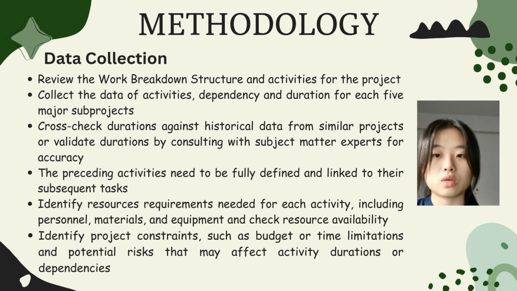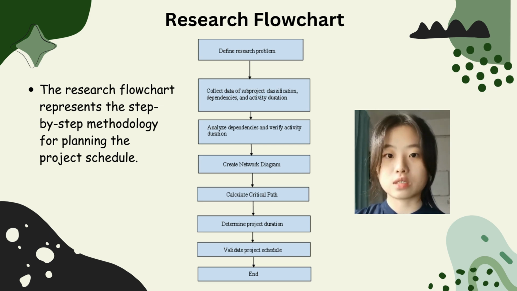Next, we should also identify resource requirements needed for each activity, including personnel, materials, and equipment, and check resource availability. The last step is to identify project constraints such as budget or time limitations and potential risks that may affect activity duration or dependency. So this is the research flow chart of our group project.